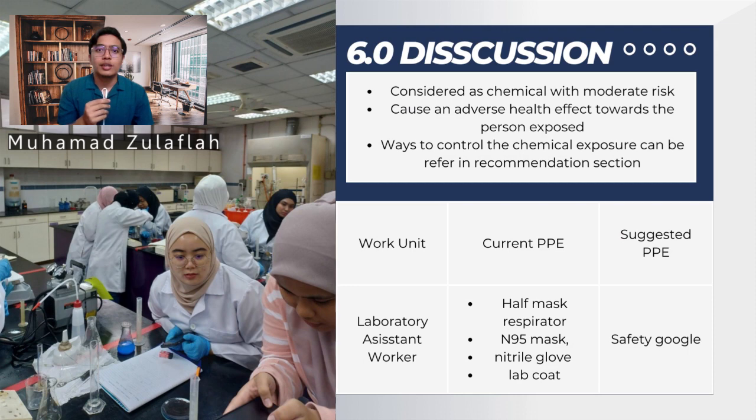So for the discussion, we have considered that our chemicals, which are N-phenylethylamine, gallic acid and hexane, can be considered as chemicals with moderate risk. It also can cause an adverse health effect towards the person who is exposed to the chemical. And we also have given a few ways to control the chemical exposure that can be referred to in the recommendation section. And for our work unit, we got the laboratory assistant worker with the current PPE, which is half mask respirator, N94 mask and N93 glove with lab coat. And we suggest the safety goggle for the suggested PPE.